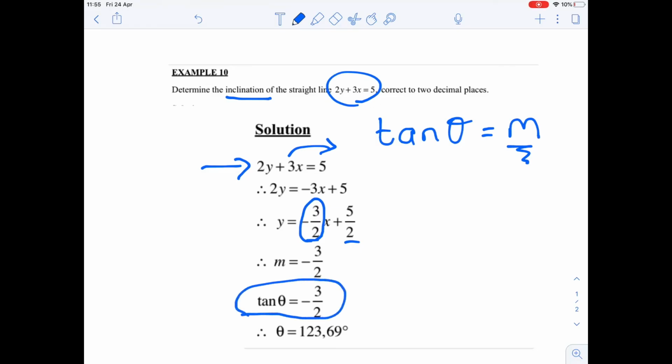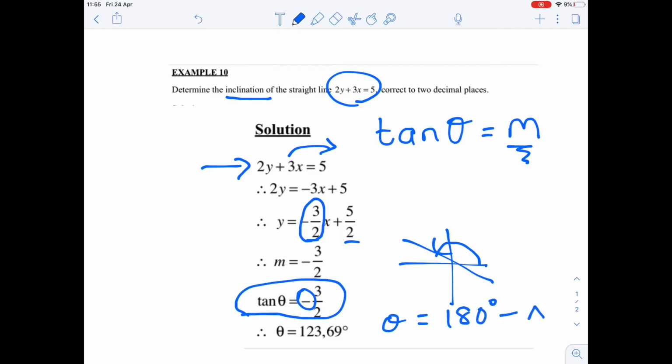And remember to find the angle of inclination, because it's a negative, it's going to be an angle which is bigger than 90. So on the calculator, you're going to go shift tan 3 over 2. You're going to ignore the minus, and you're going to get an answer. And then that is going to be as a result of going 180 degrees minus the acute angle, and we get our answer of 123.69 degrees.